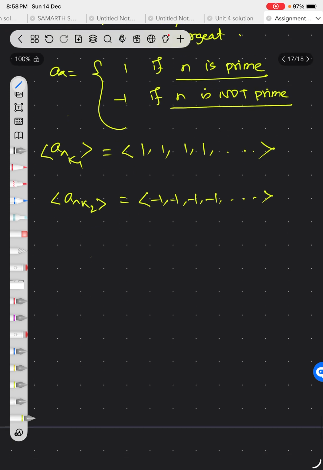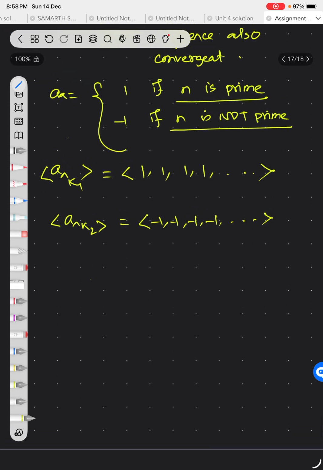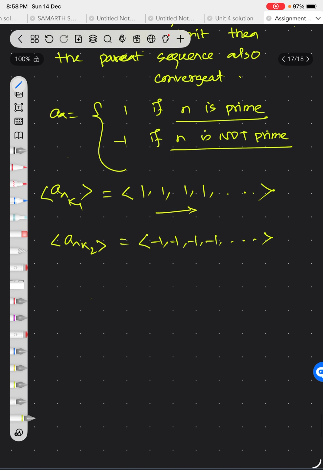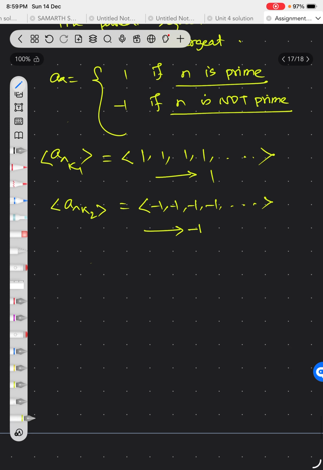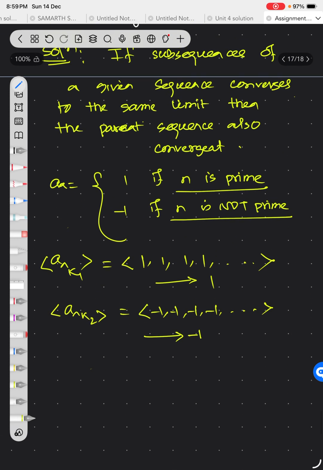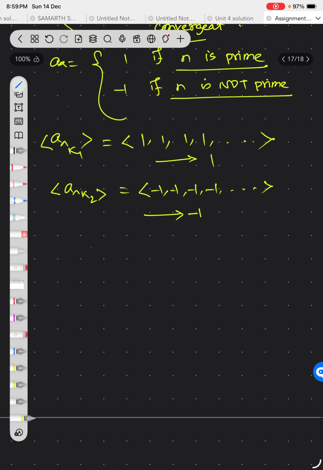Okay, so we observe that the first subsequence converges to 1, but the second subsequence converges to minus 1. So by the given result, we can conclude that the given sequence a_n is not convergent.